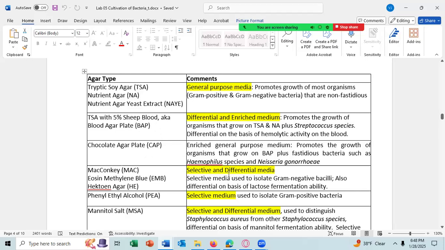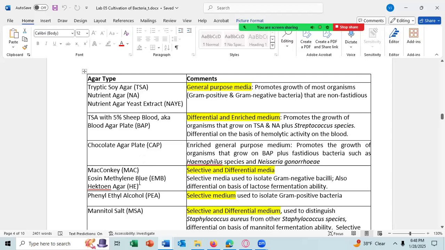And then we have selective and differential media: MacConkey's or MAC, eosin methylene blue or EMB, or Hektoen agar, or HE. All of these are both selective and differential. They are selective in that all three of them allow gram-negative cells to grow, but select against gram-positive cells. And all three of them are differential on the fermentation of the sugar lactose. On MacConkey's agar, if it can ferment the sugar lactose, and if it grows on the plate, the bacteria will appear dark pink or purplish.